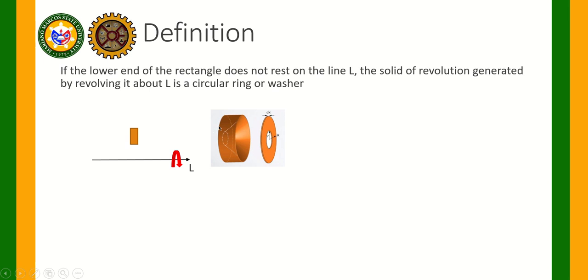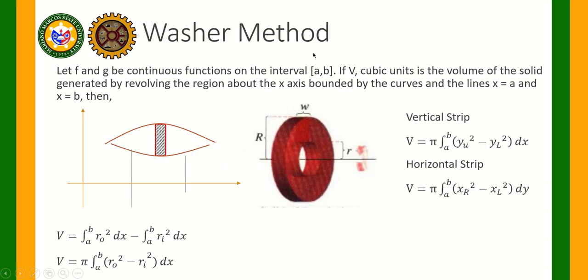Okay? So yung lower end, for example, for this axis of rotation, so L natin is the axis of rotation, si line L. Yung lower end natin does not touch the line L. Okay, it does not rest on the line L. So the solid revolution generated by revolving it around L is circular ring or washer method. Ibig sabihin may butas sa gitna. Okay? So that is when you use the washer method.